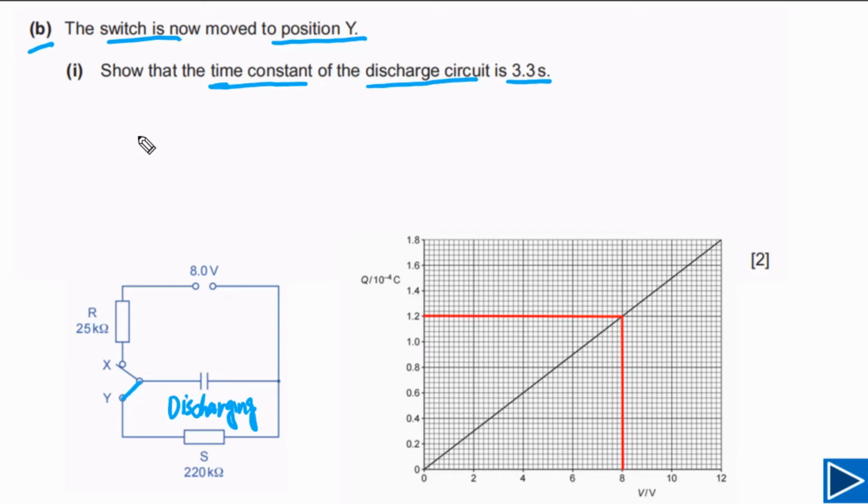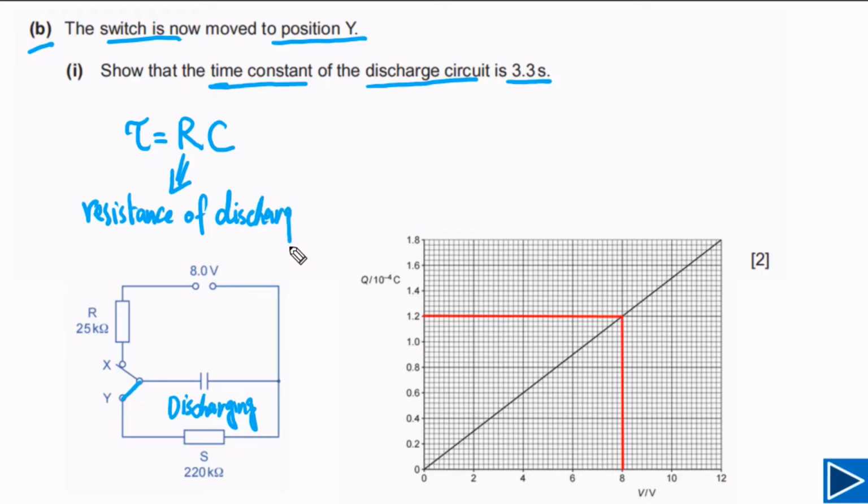So how can we calculate the time constant? We use the letter tau for time constant, and this is equal to RC. And this R actually is very important. This is the resistance of the discharge circuit. Very important point. So in this case, the discharge circuit has a resistance equal to 220 kilo ohms. So simply we can use here R is equal to 220 kilo ohms. So this is the value of R.